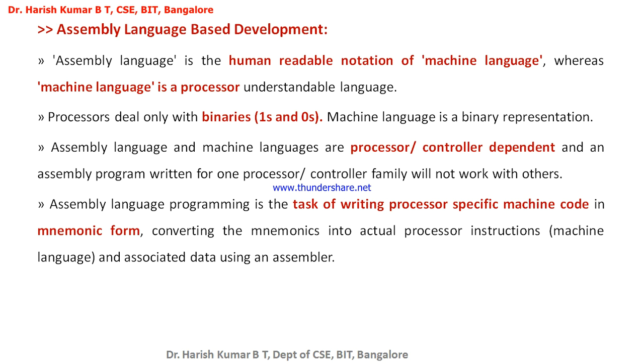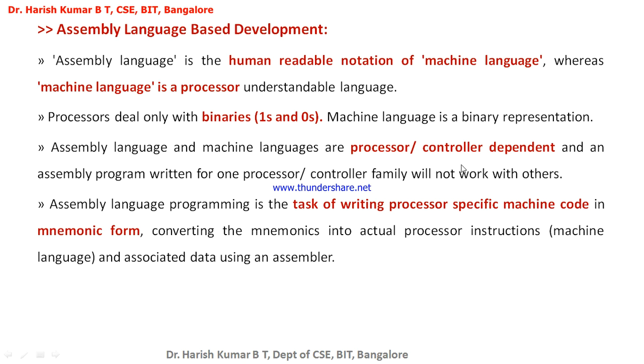What is an assembly language? Assembly language is a human readable notation of machine language. It is basically machine language, but written using mnemonics which humans can easily read and understand. The processor always deals with zeros and ones, and machine language is a binary representation. We write the code using mnemonics, and when I assemble it, it gets converted into machine language in binary representation, which any processor can understand. So assembly language and machine language are processor or controller dependent.